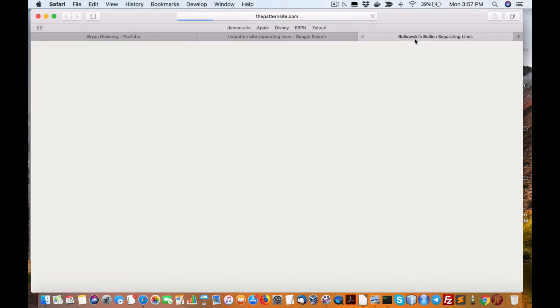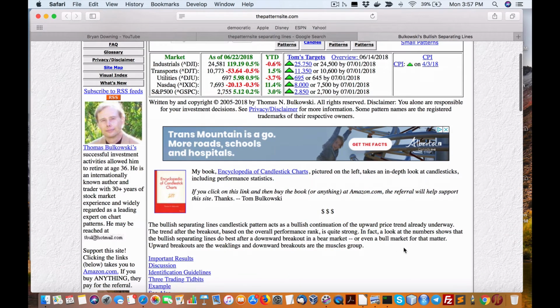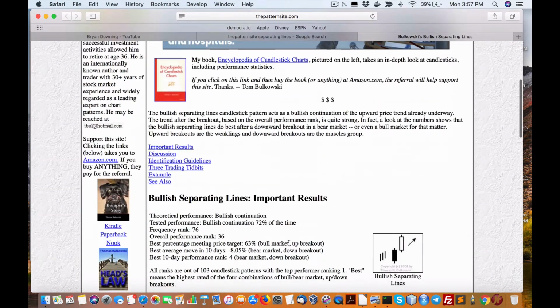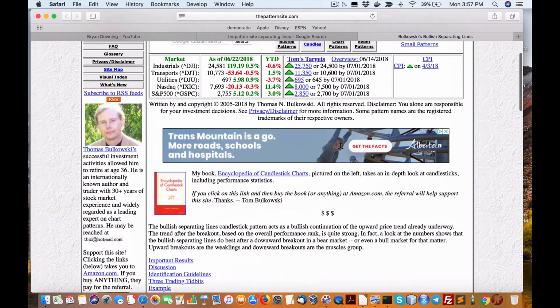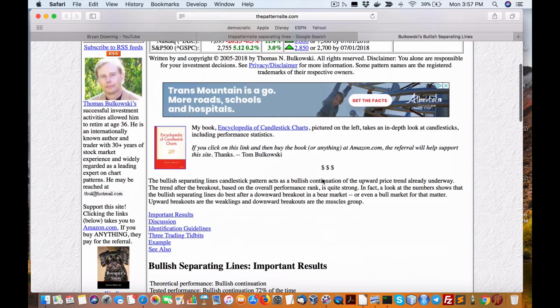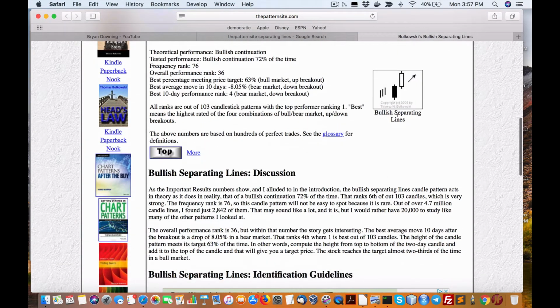So this is the process I'm going to go through. Here what I look for is the reliability factor: frequency, overall performance, 63% meeting price target. So that's around a 63% accuracy rate, and this is a serious back test of over 4 million bars. Here's our combination right here, bullish separating line.